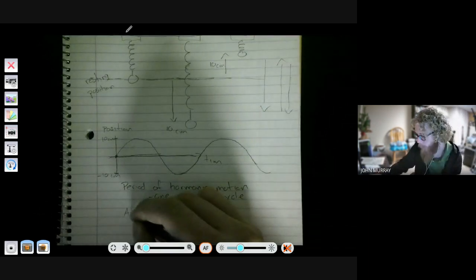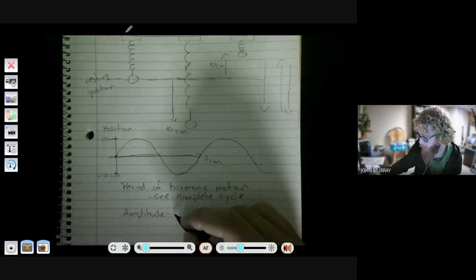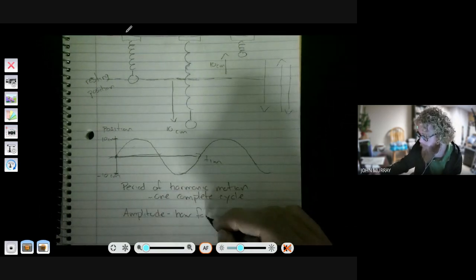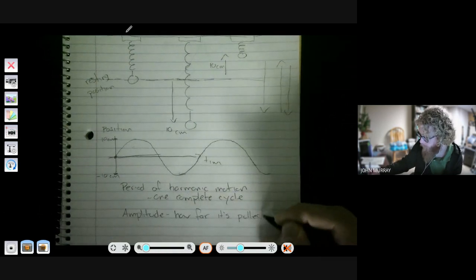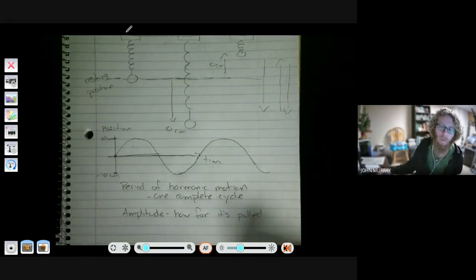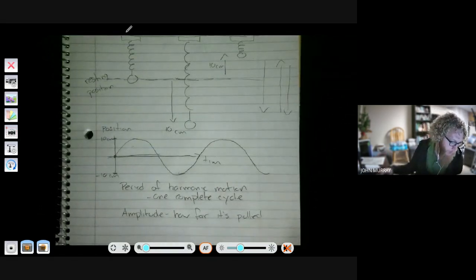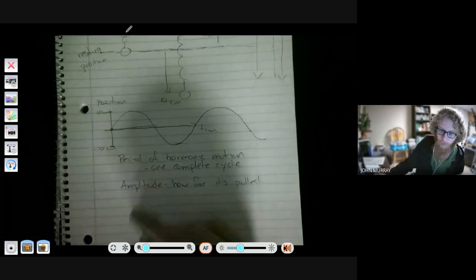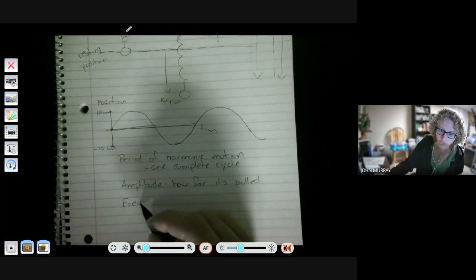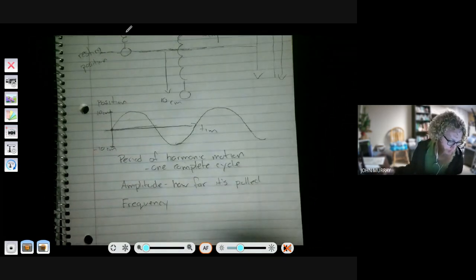We still have the amplitude, right? In this case, it's how far it's pulled. So here our amplitude would be 10 centimeters because that's how far we pull it down. Now we have a slightly new topic here, something called frequency.